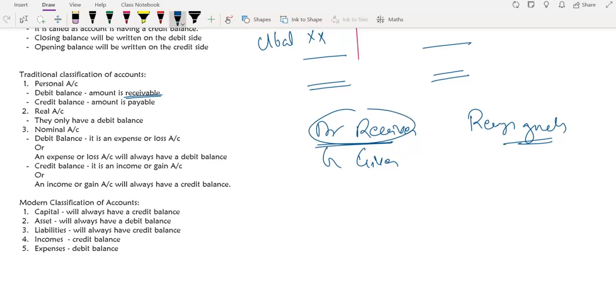So therefore debit the receiver, and debit balance, if a personal account is having a debit balance, it becomes receivable. Because from the debtor's account you can remember that yes, if I am selling the goods on credit, I am putting it on debit and it will show that I have to receive this much money in future from my debtor. Credit balance, let's take the capital account.